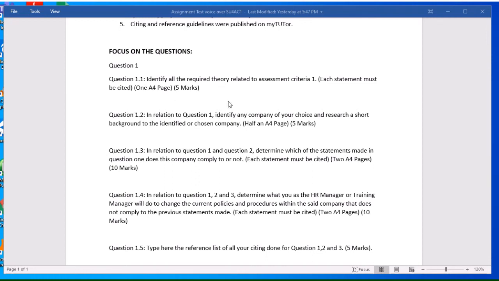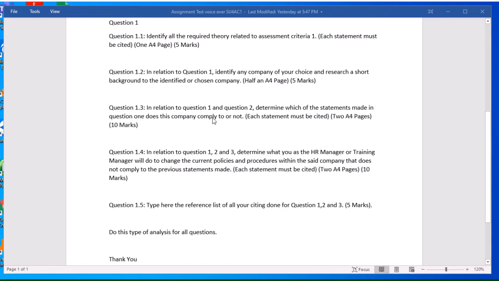Question 1.2, in relation to question 1, you now need to identify a company of your choice and research a short background to the identified or chosen company, no more than half an A4 page. Now, please remember that this specific question is very important, because you must see yourself as the training manager or the HR manager of this company, and you need to know what your company stands for. You can look at the vision, the mission, what are the goals of this company, and look again at the mark allocation.